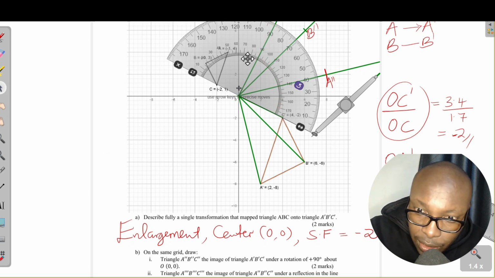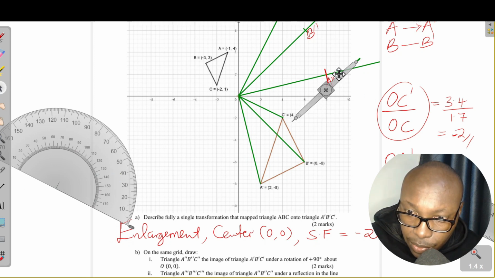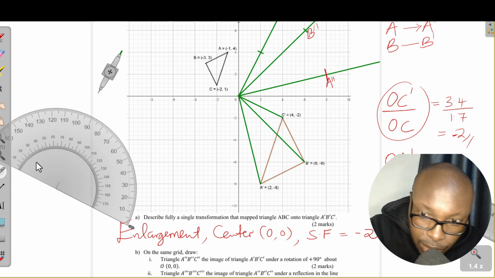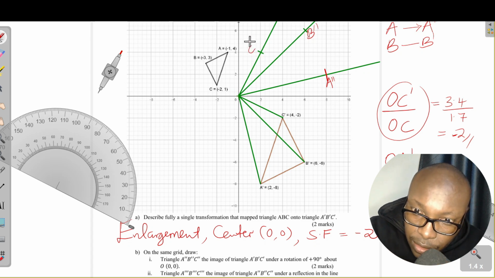So once you've done that, now it's time to take that measurement. You take this measurement from C to O, and then you transfer that by marking an arc there. So you've taken that measurement. So the measurement is here. You've taken this measurement C to O, then you've transferred that. So this is the image of C. So this is C double prime.